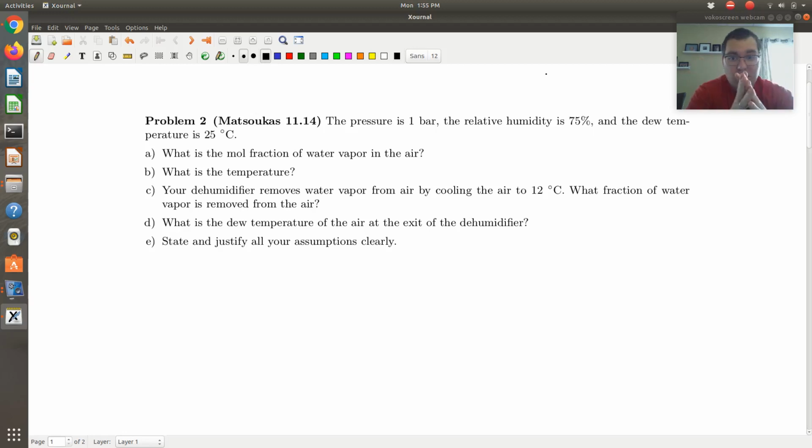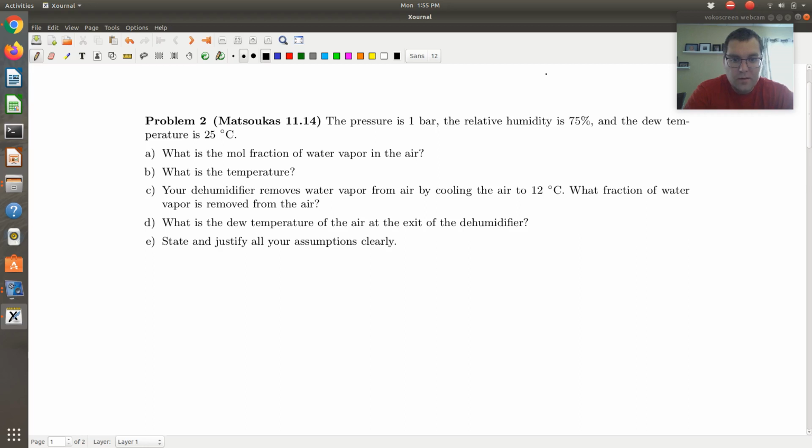Alright, this is our second problem from the problem set on non-condensable gases from chapter 11. Let's try our way to work through it. So we're told the pressure is 1 bar, the relative humidity is 75%, and the dew temperature is 25 degrees C. The key is we're being told it's the dew temperature. What's the mole fraction of water vapor in the air? So it's Y1. What's the temperature?